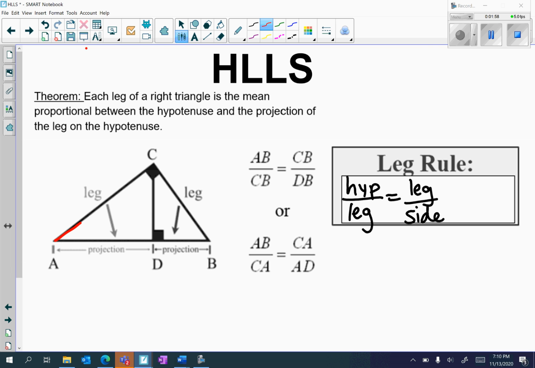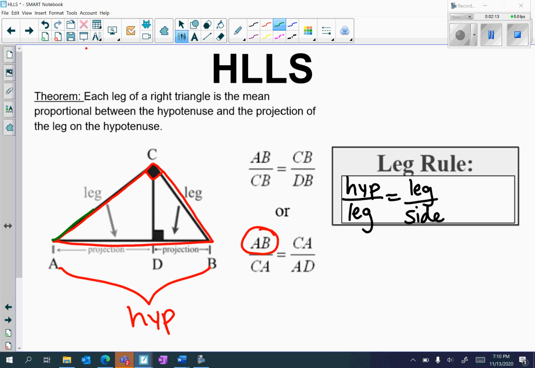So again, we're looking at big triangle ABC with the right angle. Across from the right angle is my hypotenuse, which is AB. It's the hypotenuse of the big triangle. That's over the leg CA. That's equal to the leg again, which is CA, over my side, which is AD.